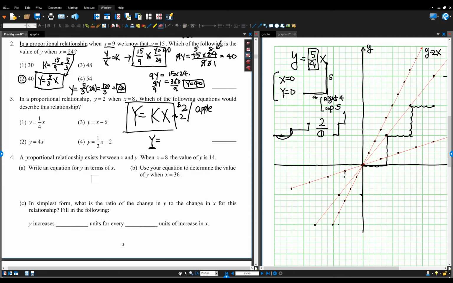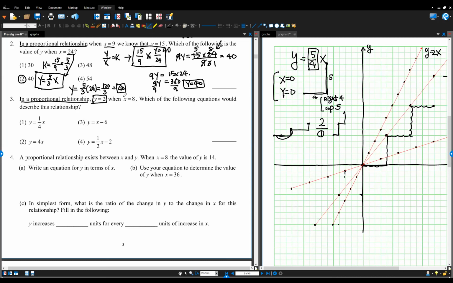All right, number three. You guys read question number three. What will be the equation? In a proportional relationship, when y is two, x is eight. Which of the following equations would describe this relationship? This relation means what? Proportional relationship. A proportional relationship should be in this form, y equals k times x. This is not, but this is okay: k times x.